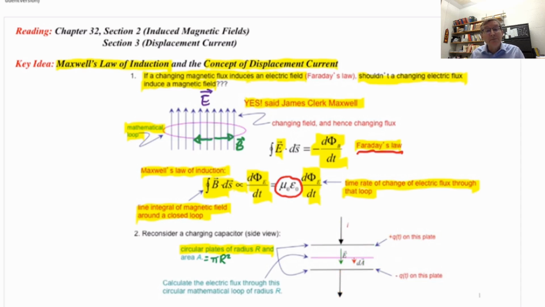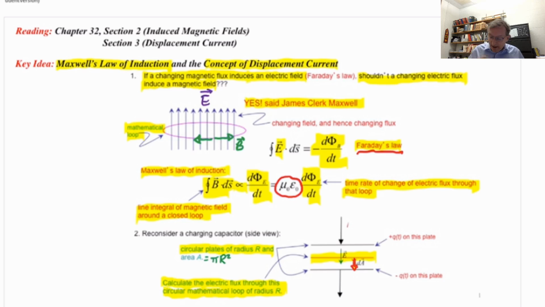Now, let's imagine a circular mathematical loop right in the center. And it's drawn here in this side view as that kind of purple line, right there. But it's really a circular loop centered right in the middle, okay? And we're going to calculate the electric flux through this circular mathematical loop of radius big R, which means we imagine breaking up that loop into little area patches with an area vector dA perpendicular to the patch, and there's one of them pointing downward.